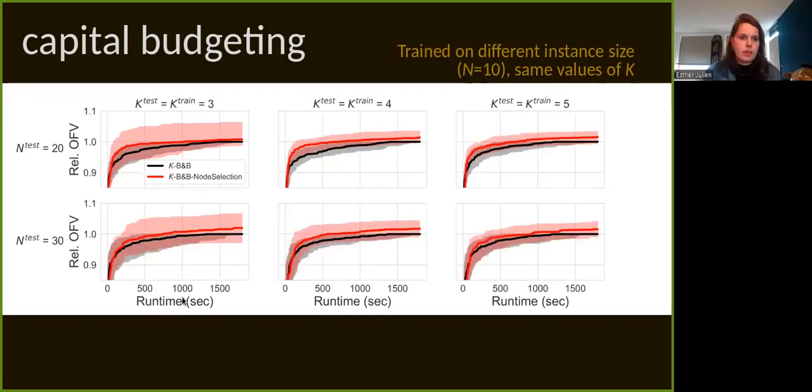And then here, as I already mentioned before, we trained on n is equal to 10, and we apply it to bigger values of n. And the results don't always look amazing, to be honest, but for n is equal to 10 and k is equal to 4, it gives similar results as before. But here, the confidence interval is quite large, so it's not really stable, I would say.